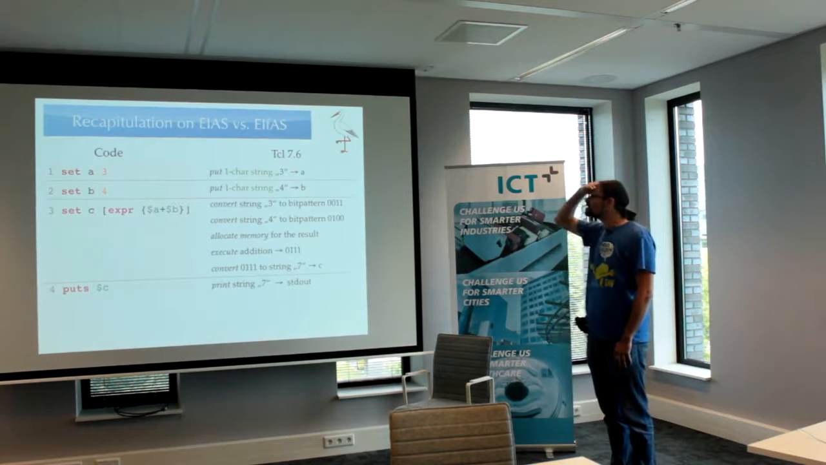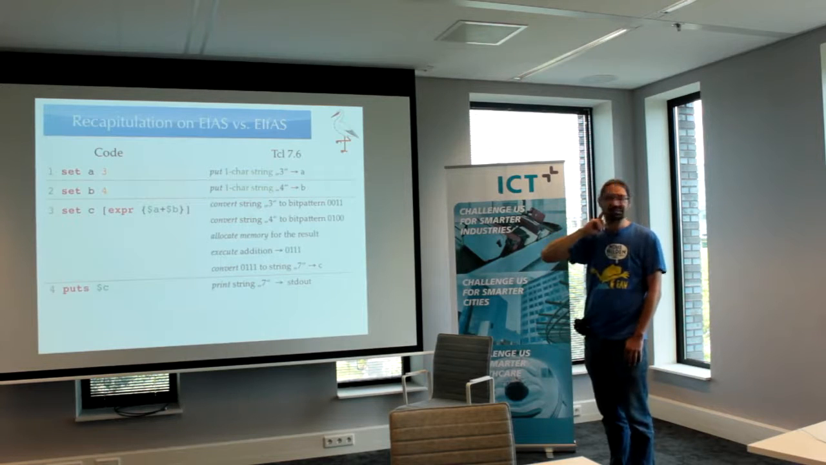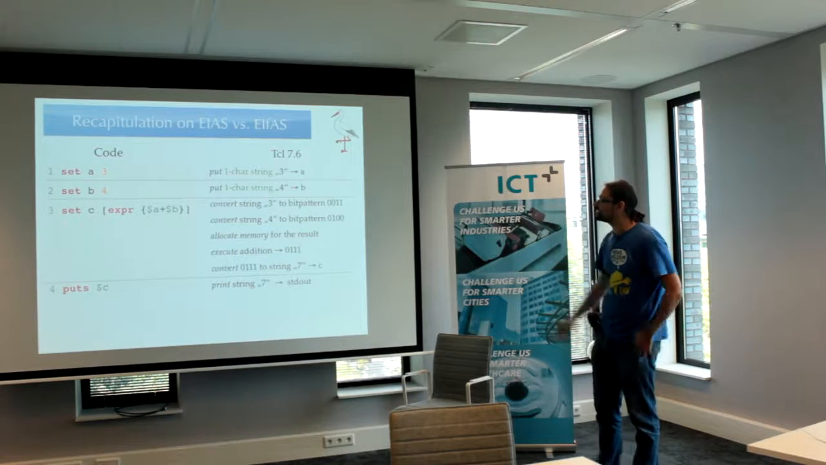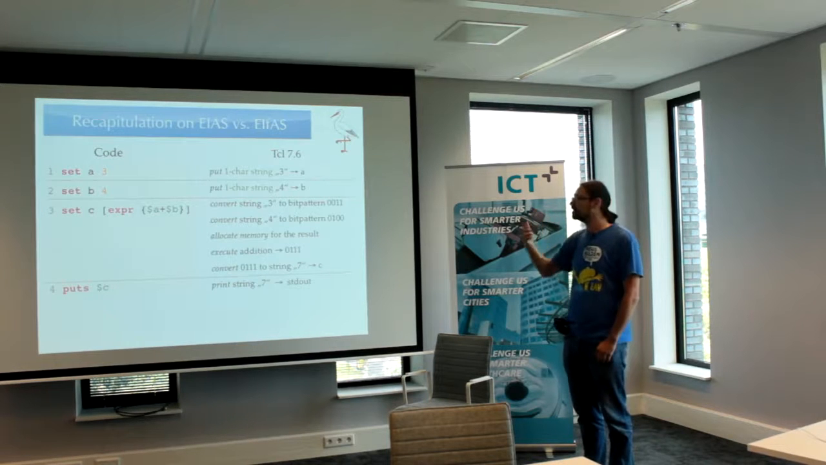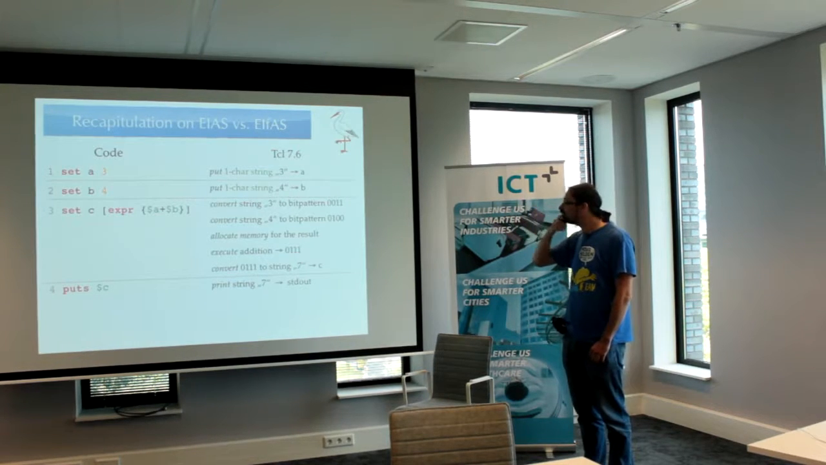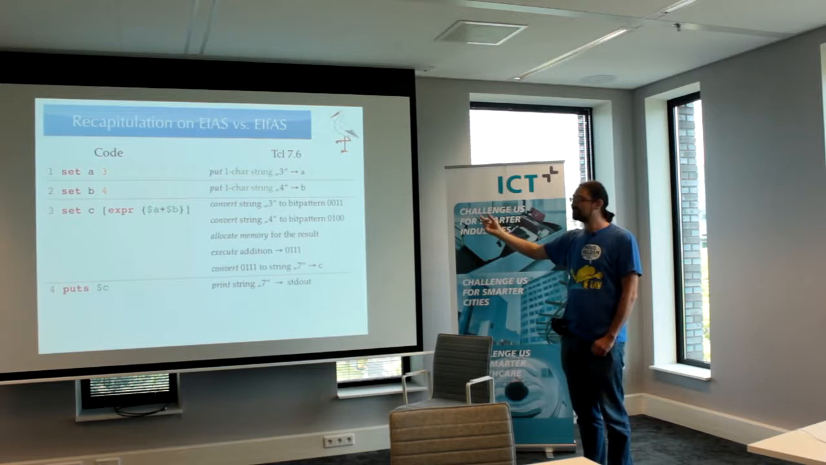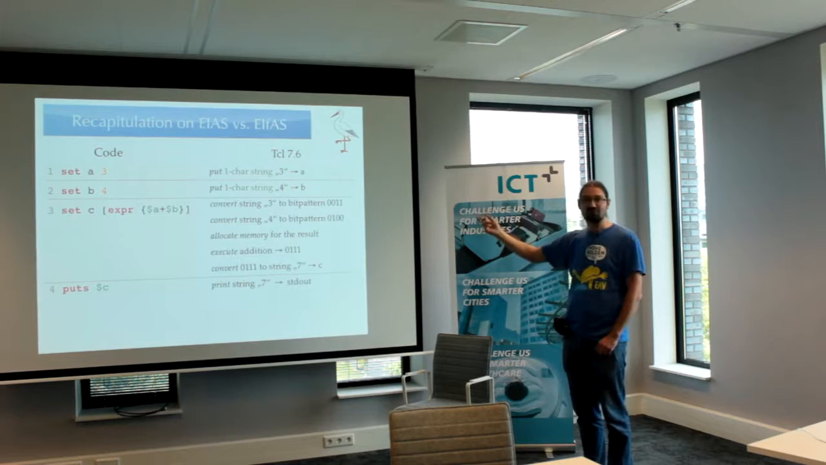So first, I'll do a short recapitulation of what happens for these simple four lines of code on the left, which add two numbers in Tcl. If you run this code in Tcl 7.6, just before 8, the first line, set a 3, puts a one-character string 3 into variable a. The second line puts a one-character string into b. The third line, which adds those two numbers, seems like a single thing, but it actually performs a lot of work. First, it converts the string 3 to a binary 3. Then it also converts the decimal string 4, one character, into the binary 4.